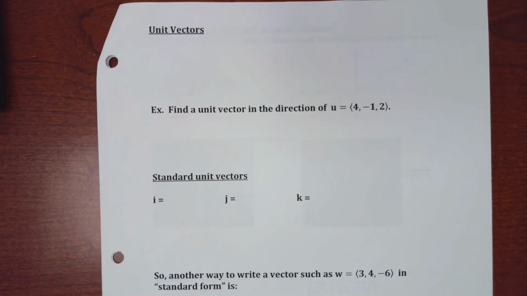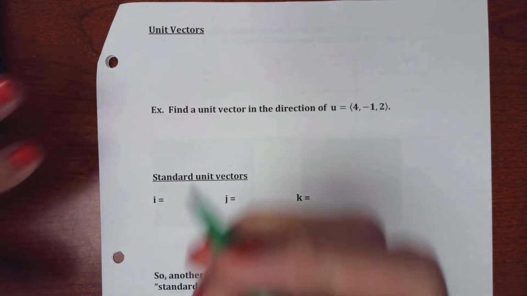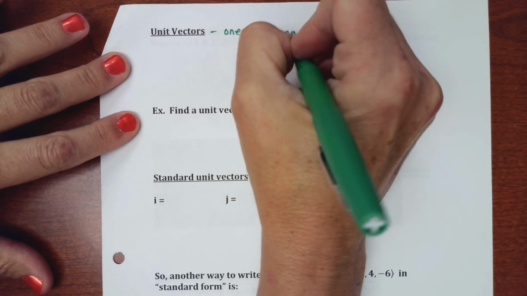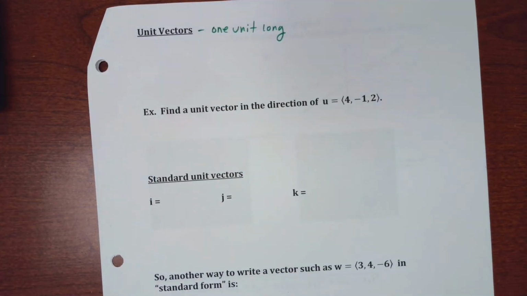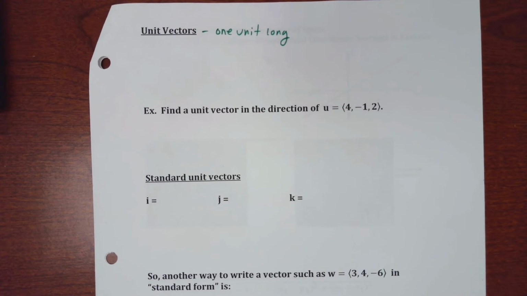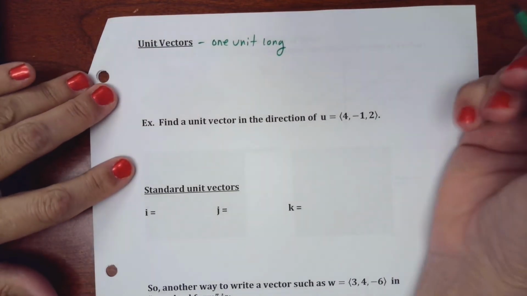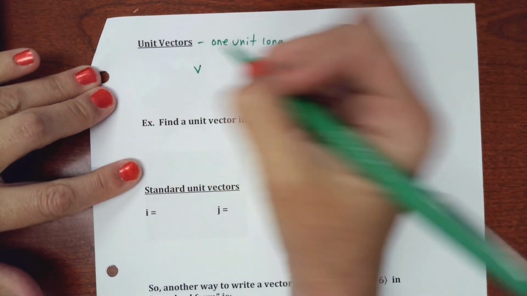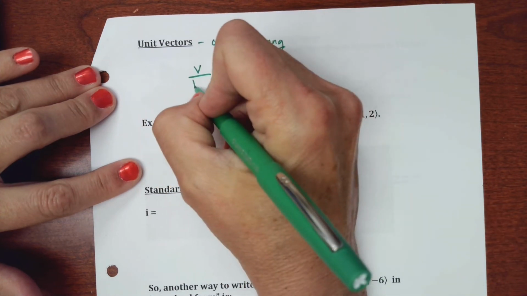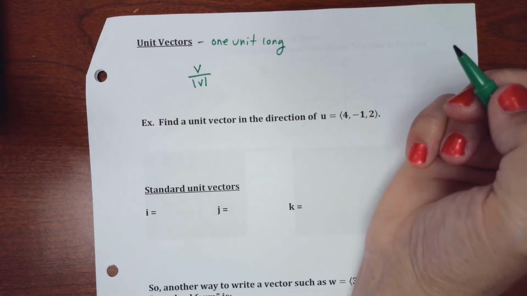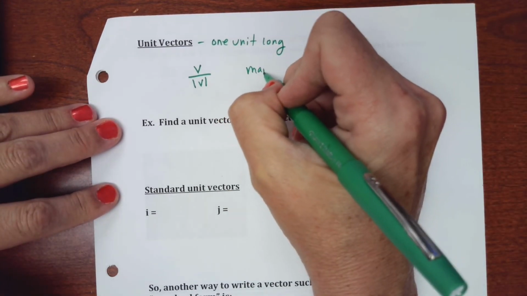So unit vectors. So a unit vector is basically what it's saying. It is 1 unit long. So the way that you make something maintain the direction but lose its length and make it down to 1 is you take a vector that you have and you divide it by its own magnitude. Okay, and so this will be a vector. It will maintain the direction.